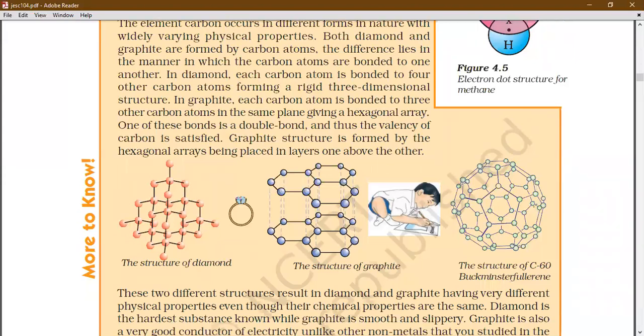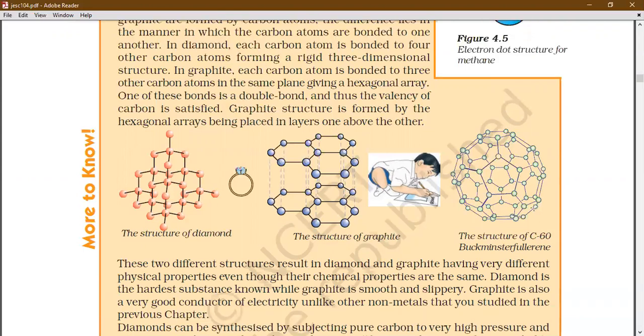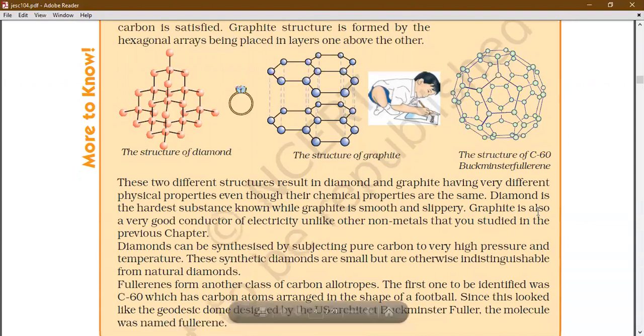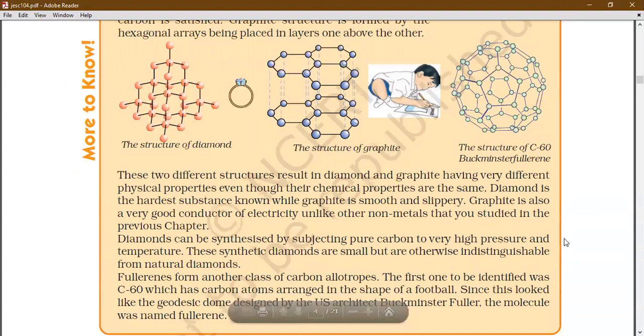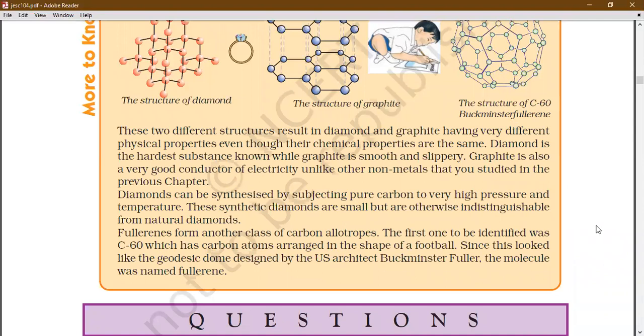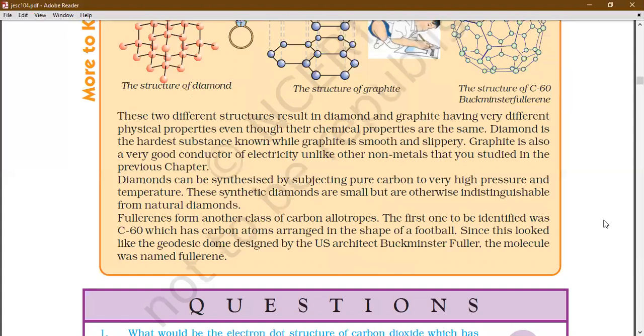One of these bonds is a double bond, and thus the valency of carbon is satisfied. Graphite structure is formed by the hexagonal arrays being placed in layers one above the other. These 2 different structures result in diamond and graphite having very different physical properties, even though their chemical properties are the same. Diamond is the hardest known substance, while graphite is smooth and slippery. Graphite is also a very good conductor of electricity, unlike other nonmetals that you studied in the previous chapter.